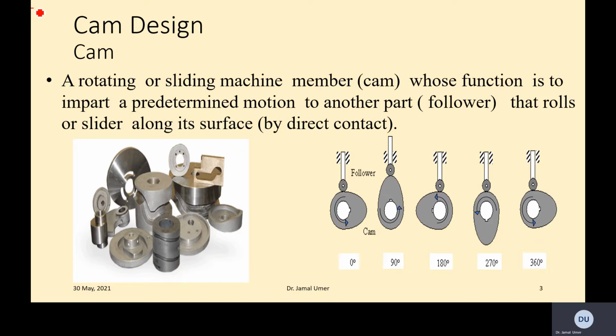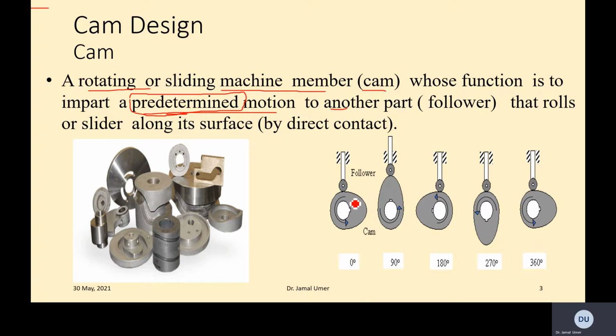A CAM is a rotating or sliding machine member whose function is to impart a predetermined motion to another part, the follower, right? Predetermined means the specified motion, to another part, the follower, that rolls or slides along its surface by direct contact. So there are different shapes. This is a very common way of describing CAM and follower. So you see, the working principle is quite simple.